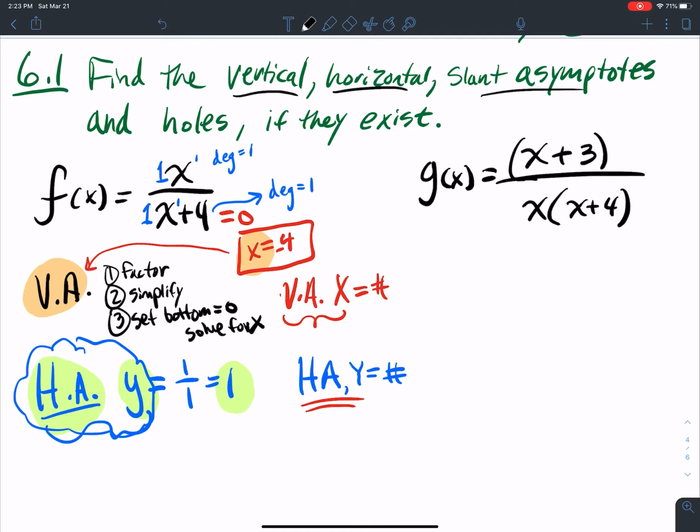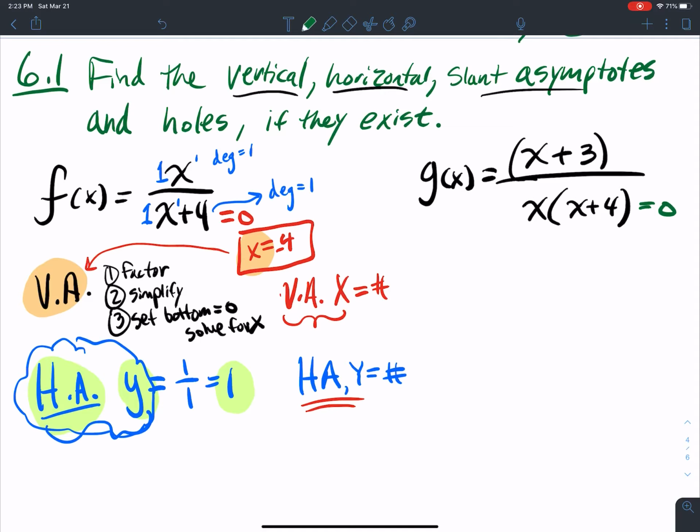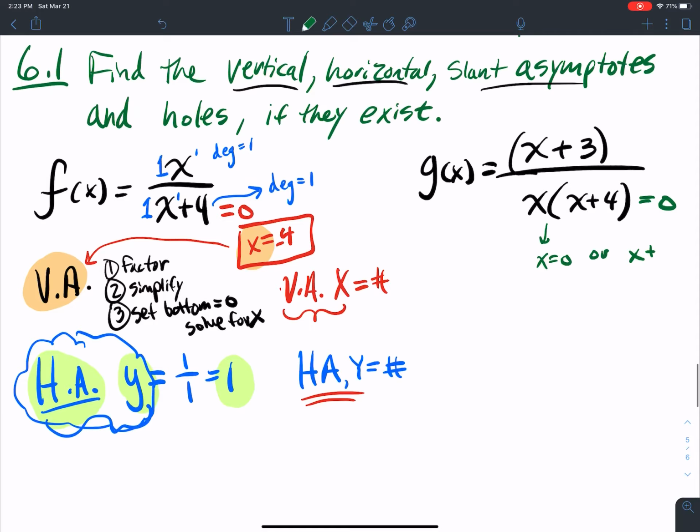Now we go to step 3. Set the denominator equal to 0. That means either x equals 0 or x plus 4 equals 0. So this one's already solved. So that's one of my vertical asymptotes. My other one is minus 4 from both sides. I get negative 4 for x. So that is the vertical asymptote right there. x equals 0 and x equals negative 4.